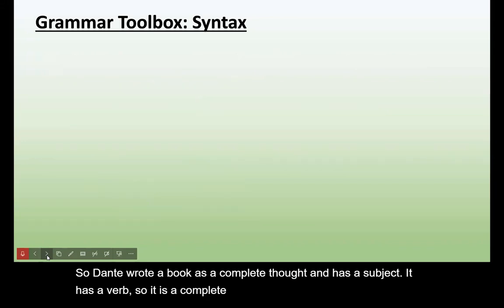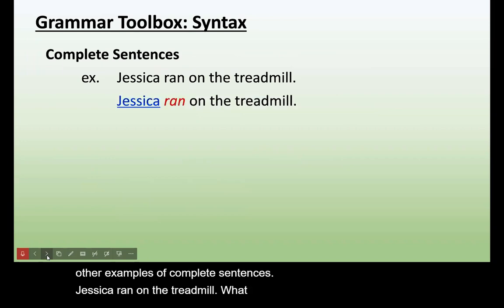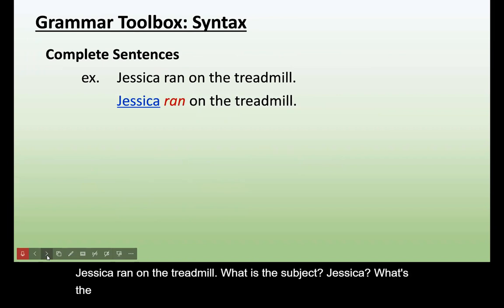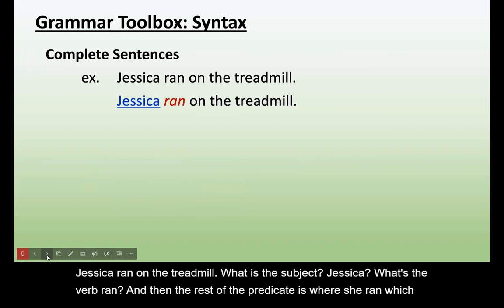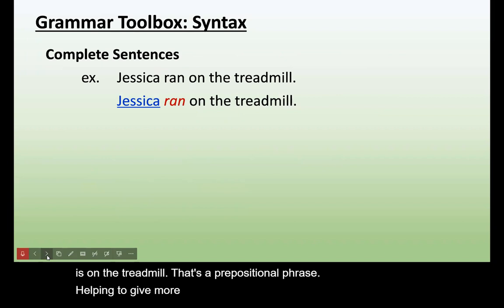Let's take a look at some other examples of complete sentences. Jessica ran on the treadmill. What is the subject? Jessica. What's the verb? Ran. And then the rest of the predicate is where she ran, which is on the treadmill. That's a prepositional phrase helping to give more information about the action and about what Jessica did.